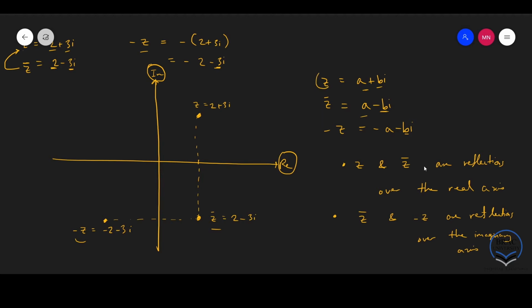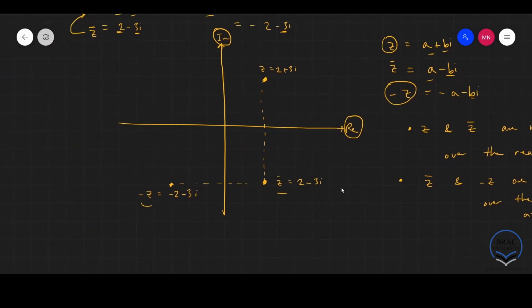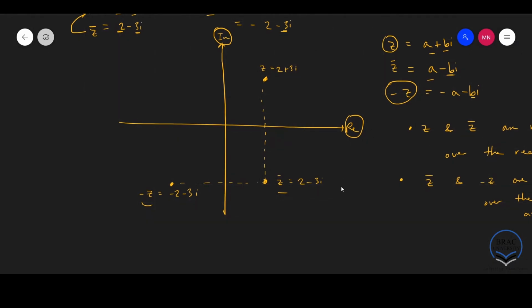But what about z and minus z? What is the relation between these 2 points? Well, from our previous example, we can see that minus z and z, these two complex numbers are exactly the same distance away from my origin, right? They're both the same distance away from my origin. And you can see that they're both in opposite directions from the origin.